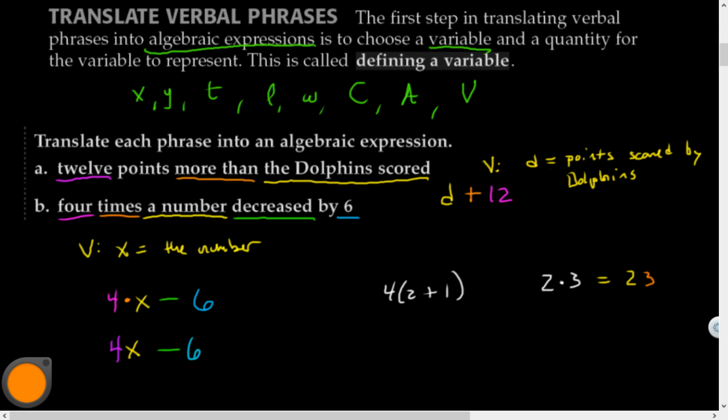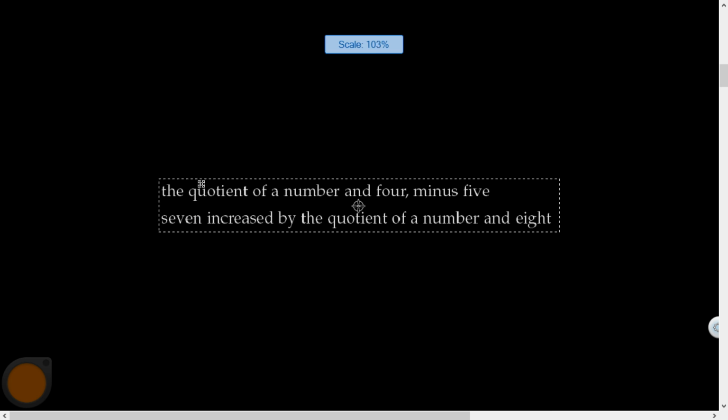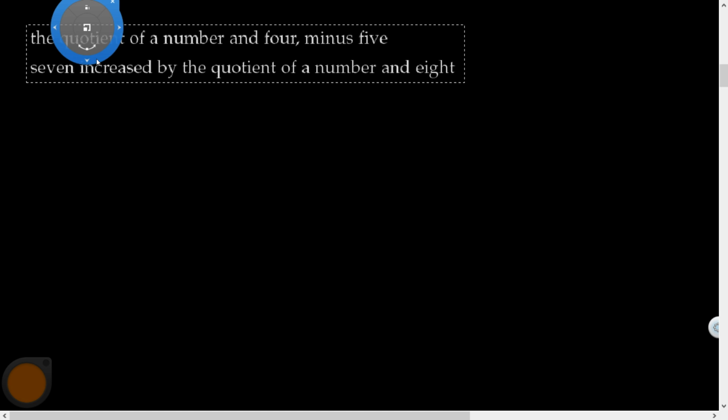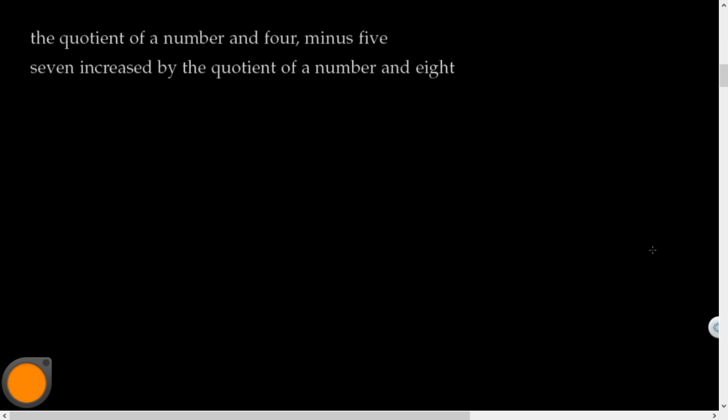Let's try a couple of these. I'm going to select a few of these here, and then I want to teach you a couple more of these special phrases that actually imply more than just an operation. Okay, so here's 2. The quotient of a number and 4 minus 5. So I've got to define a variable. So my variable, let's say n equals a number, or the number, whatever.